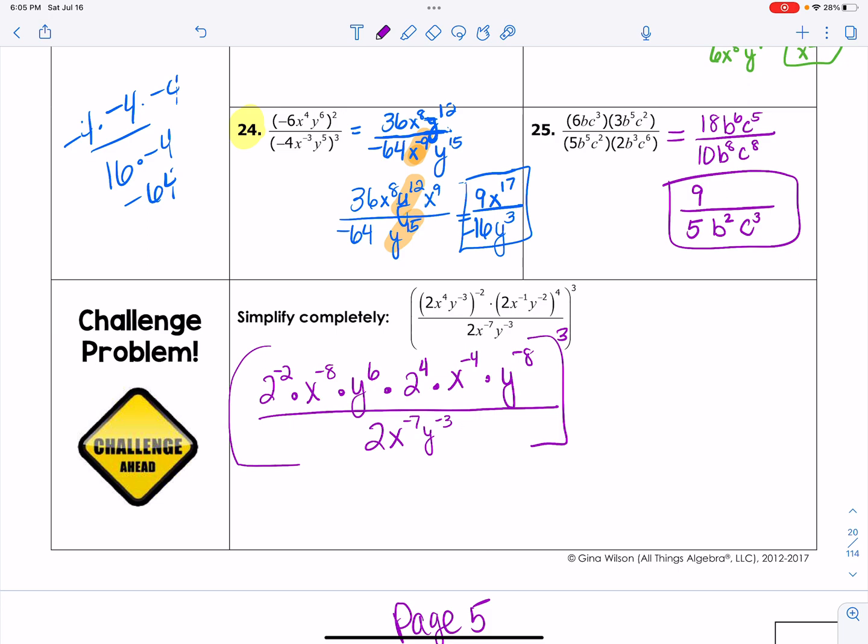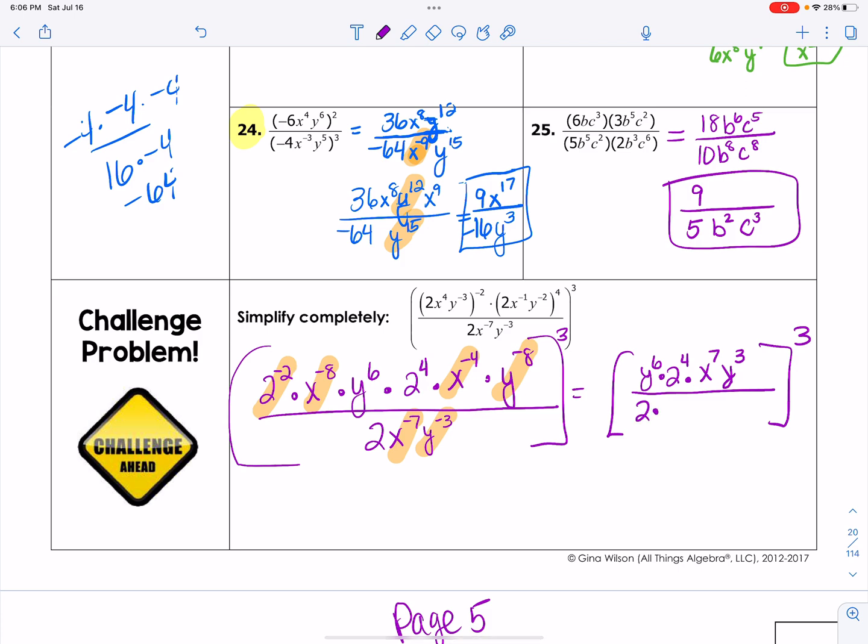Okay, so you can pause at any time, but if you want to try this, I'm going to highlight anything that has negative exponents. That 2 down there does not. And so I'm going to move anything that has negative exponents. It just seems to work better. So on the top, the stuff that stays is y to the 6th times 2 to the 4th times, and I'm going to bring up the x to the negative 7 and the y to the negative 3 from the bottom.